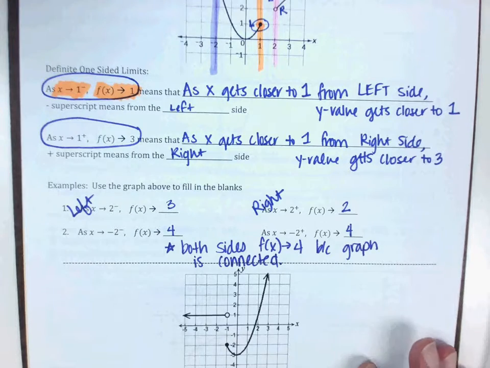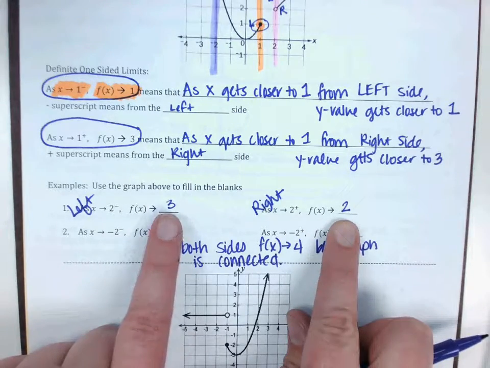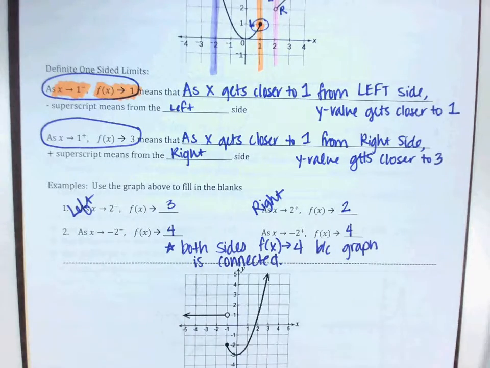Okay, my graph is going to the exact same place. There's not a break in the graph. Versus here, one side was going to 3, the other side was going to 2. So that's how come they came out to be different. Okay, go down to the next graph.